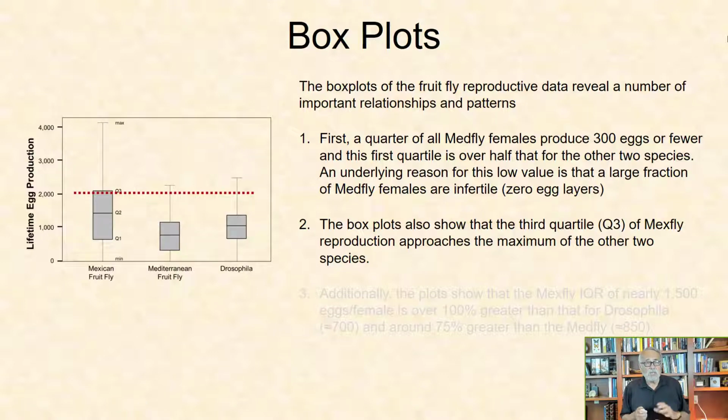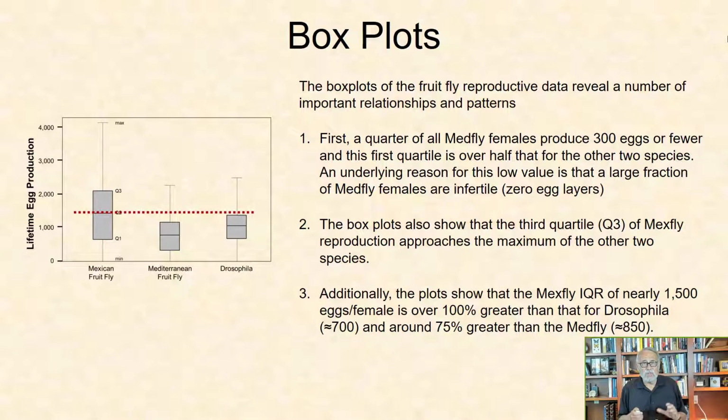The box plots also show that the third quartile of Mex fly reproduction approaches the maximum of the other 2 species. In other words, the lifetime egg production of a quarter of all Mex fly females is greater than the most fecund females in both the medfly and Drosophila. Additionally, the plots show that the Mexican fruit fly IQR of nearly 1,500 eggs per female is over 100% greater than that for Drosophila, which is around 700, and around 75% greater than the medfly, which is around 850.